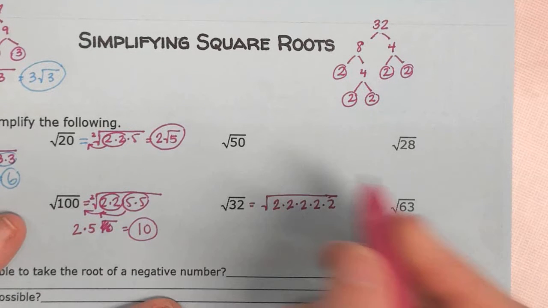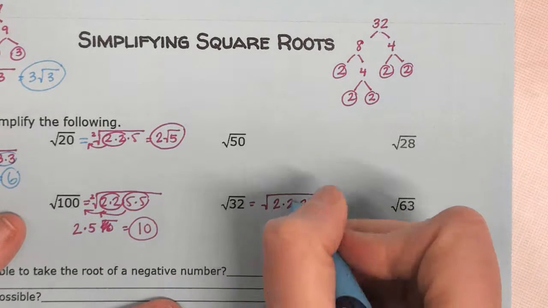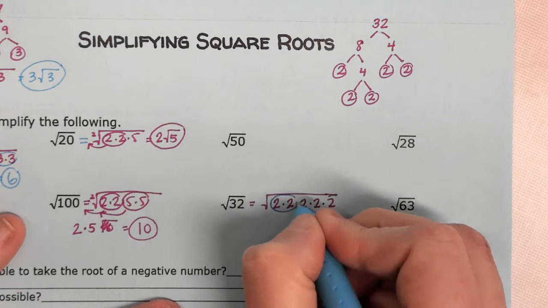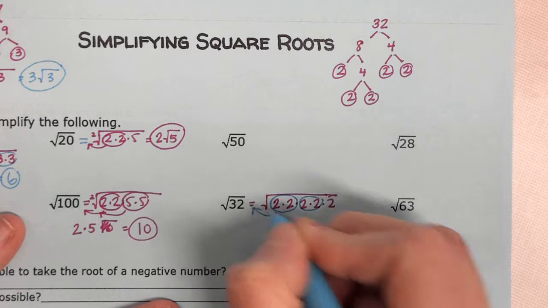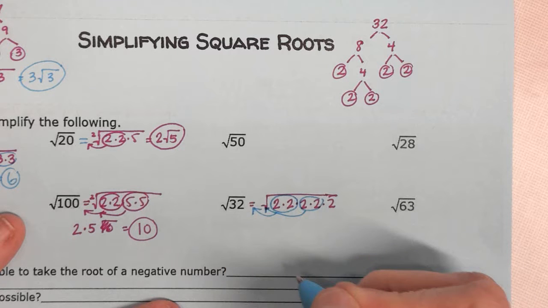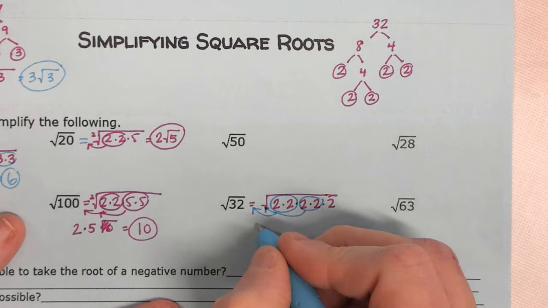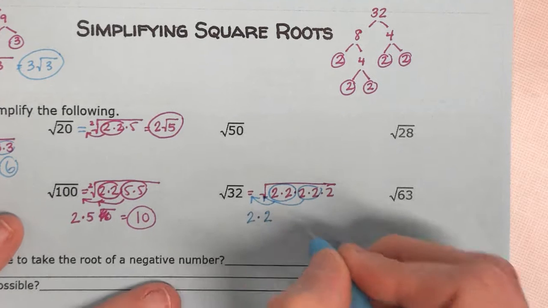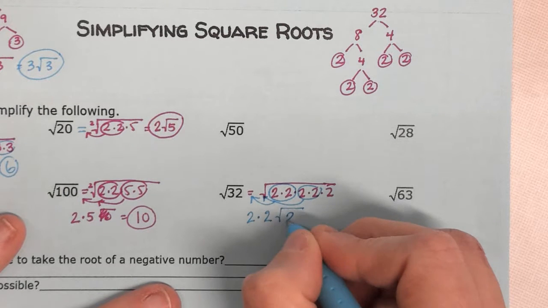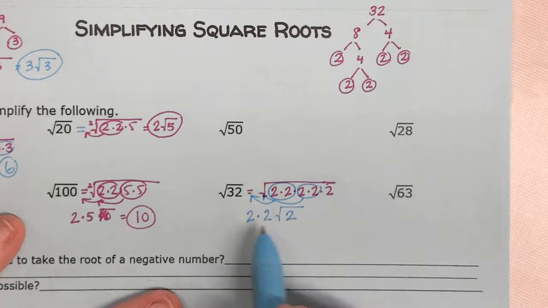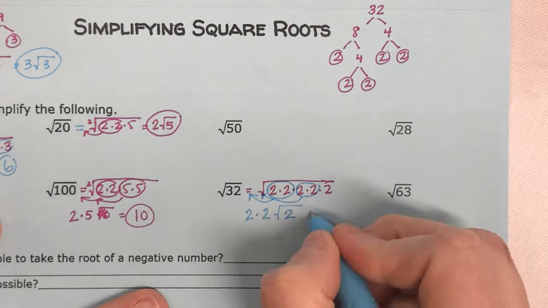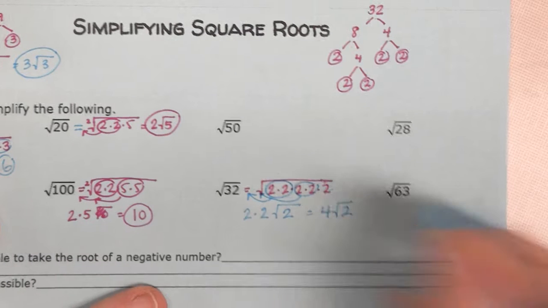Okay? So, I can group those up. Again, since it's just a square root, I can group them up in pairs. And this time I can take 2 of them out. So I have a 2 on the outside and another 2 on the outside. And then I have one 2 on the inside. Everything I pull out and everything I leave in, I multiply back together. So 2 times 2 is 4 square root of 2.